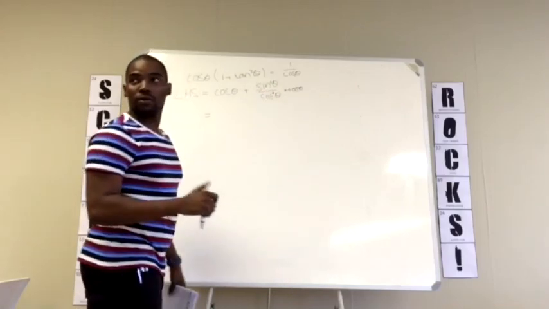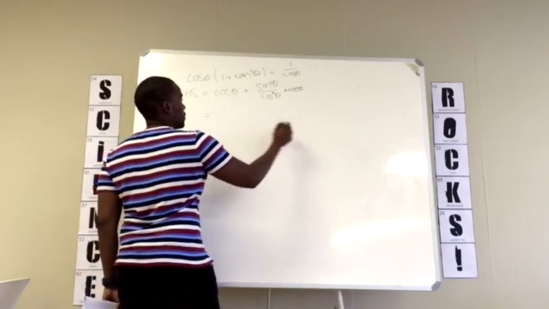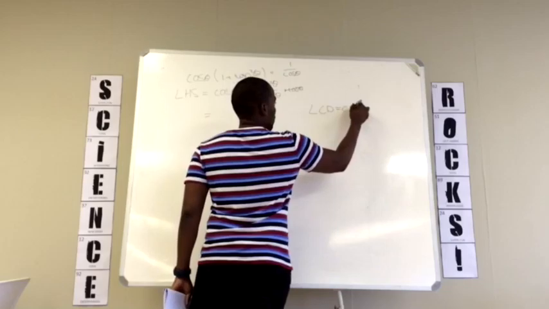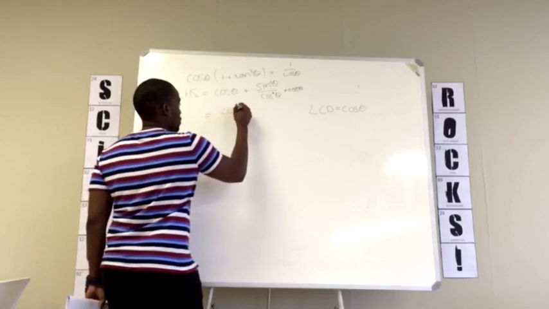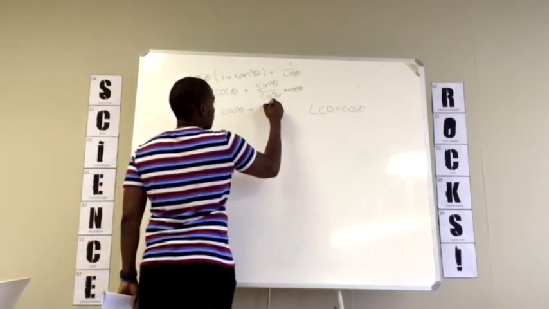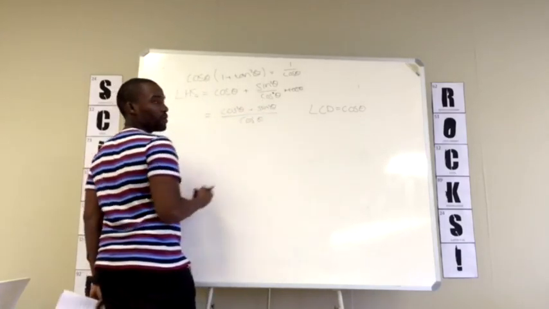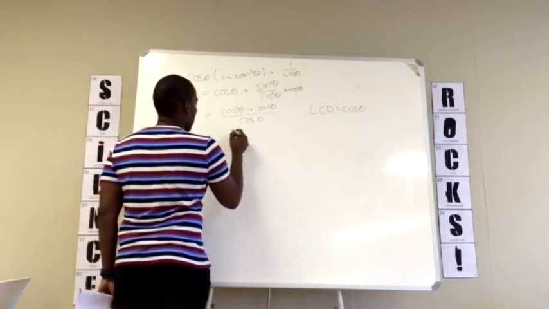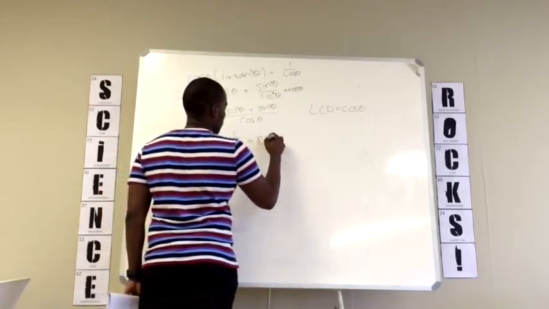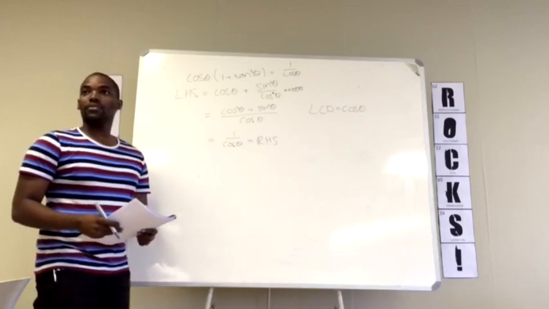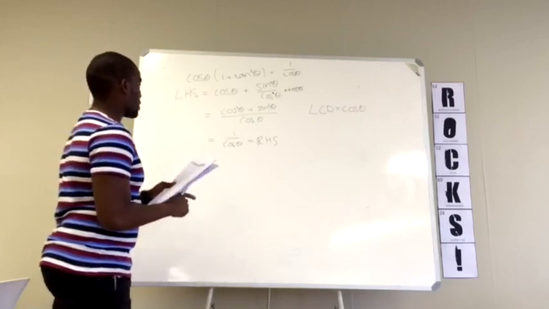What do I do now? LCD, right? What's my LCD in this case? Cos theta. So my LCD is cos theta. That's going to make the first term cos squared theta, right? So we end up with cos squared theta plus sine squared theta over cos theta. That becomes 1 by the Pythagorean identity, and therefore we have 1 over cos theta, which equals the right-hand side. Okay, fantastic. And then let's quickly solve the trig equation, and then you guys can do an activity.